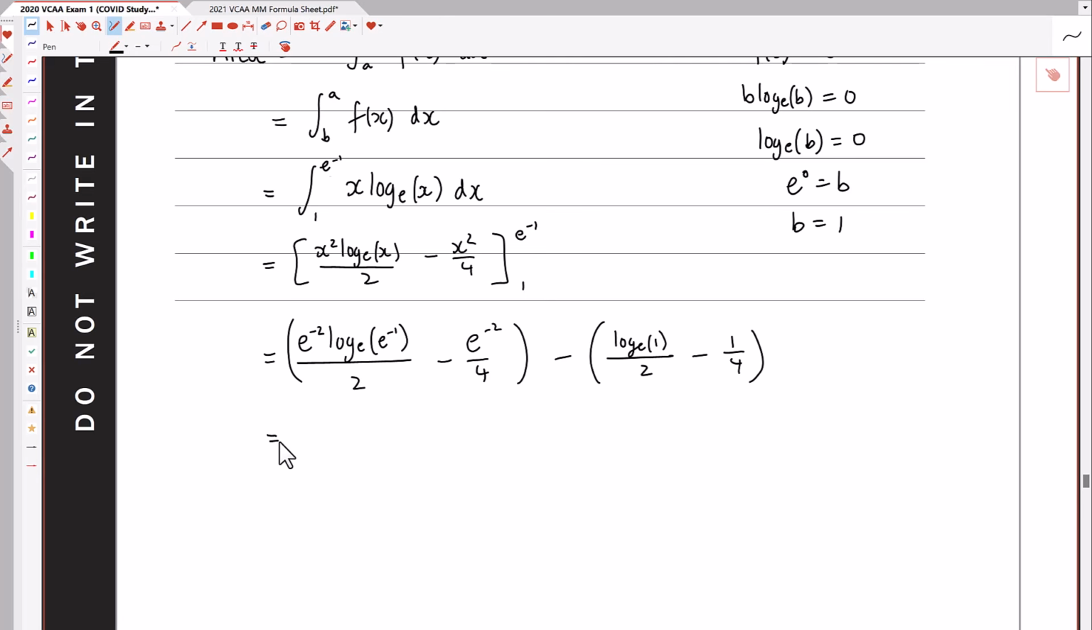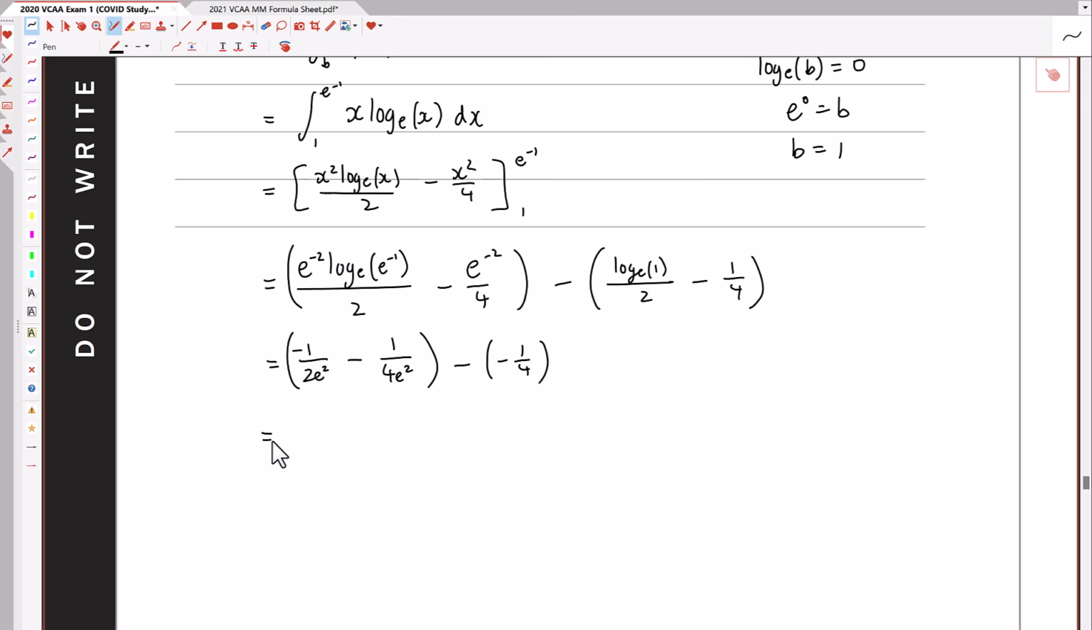I don't like these big fractions. e to the negative 2 is 1 on e squared, so I'm going to have 1 on 2e squared out the front. And then log e of e to the negative 1, again that negative 1 comes down the front, and log e of e is 1, so that whole thing is just negative 1. So we're going to have that minus, again, this is 1 on 4e squared. Take away, log e of 1 is 0, so it's just going to be negative a quarter there.